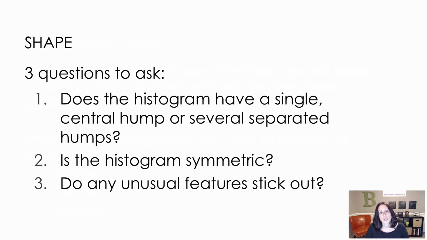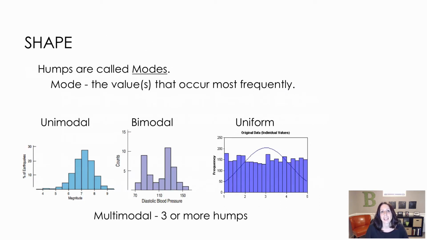So there are three questions that we should ask ourselves. First of all, does the histogram have a single hump or several humps? Is it symmetric? And is there anything unusual that we should note? So the humps are called modes, and modes are just whatever value occurs the most frequently.